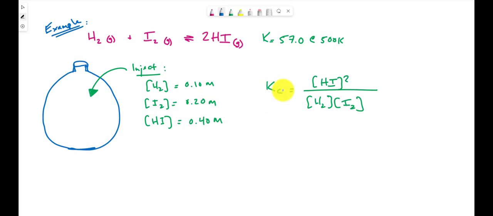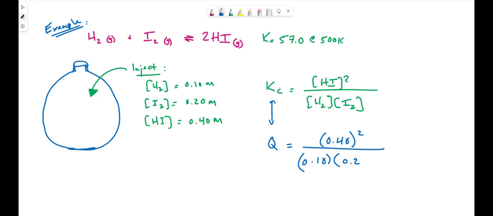And so instead of writing the next expression with a K, we're going to use this thing called Q, or the reaction quotient. It's essentially the same thing, but Q is used when we're using concentrations that we don't know are at equilibrium, because that is the question: is the system at equilibrium? So what we'll do is just plug in values. HI first is 0.4, and that's squared. H2 is 0.1, and I2 is 0.2.